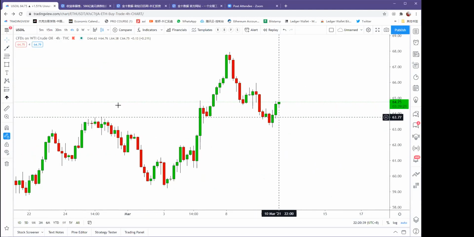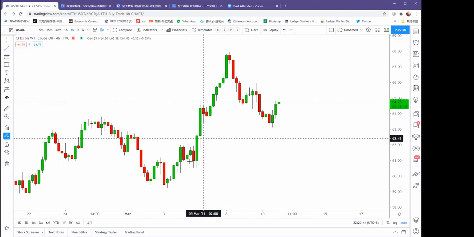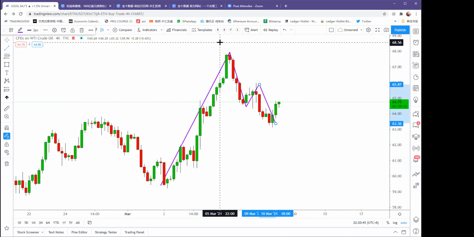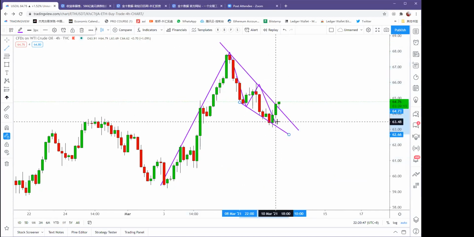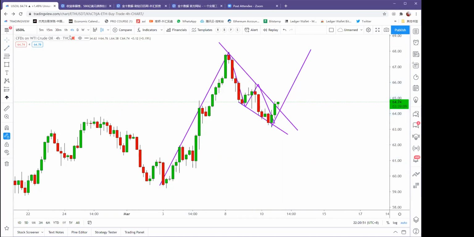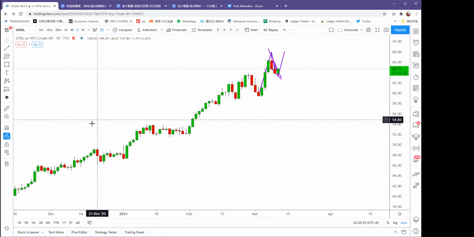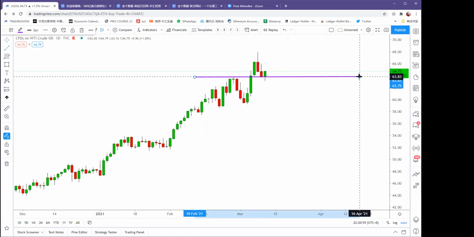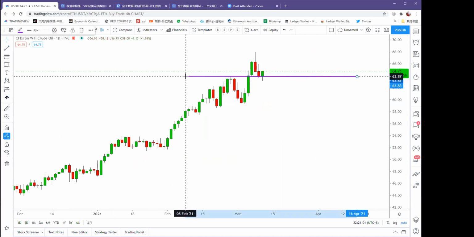Okay, oil, we just treat the same way. A huge rally, a correction. And the channel was broken, so you can go long on the oil. And don't forget, the oil has already broken the previous daily high at 63.97. So this could give you a mark representing a structure.